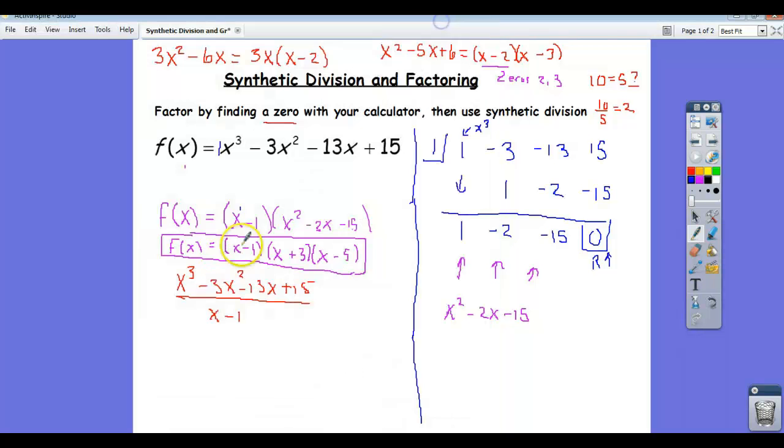If we had done that, then we would have put an x minus 5 here. We would have done the synthetic division, and we would have gotten x minus 1 times x plus 3, all that multiplication result here, and then we would have factored that. Okay, but the key is once you know a 0, you know a factor, and you can use synthetic division to get the other ones.